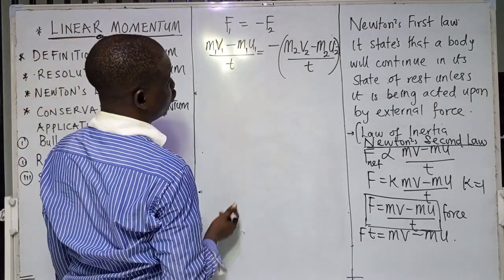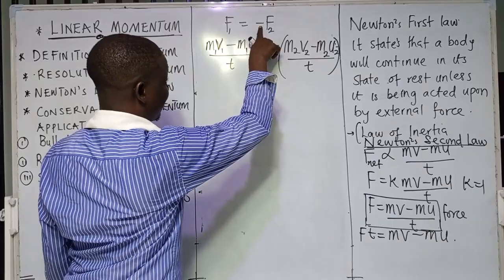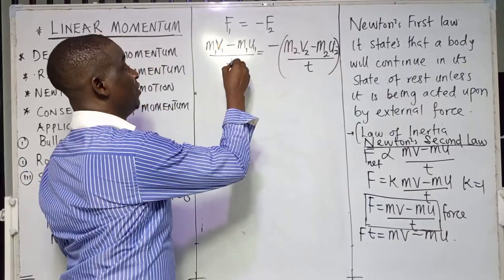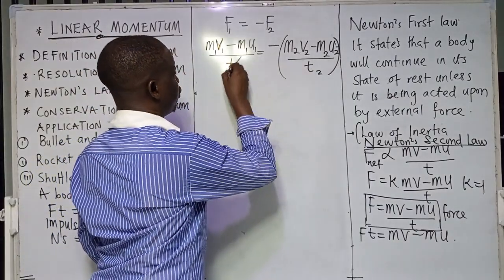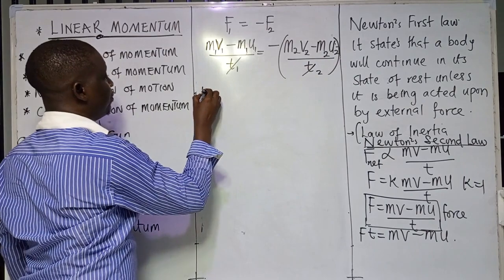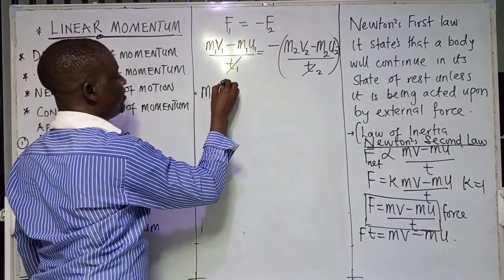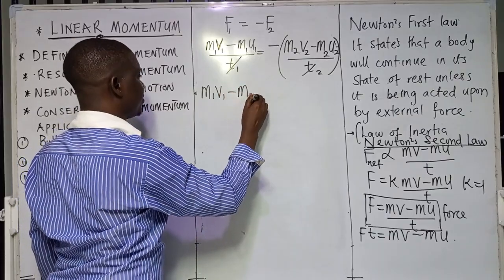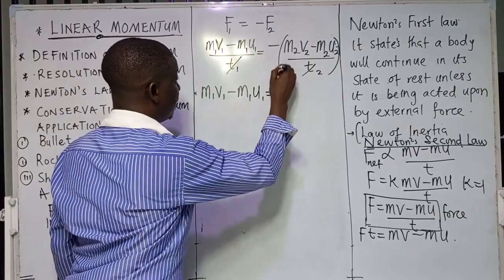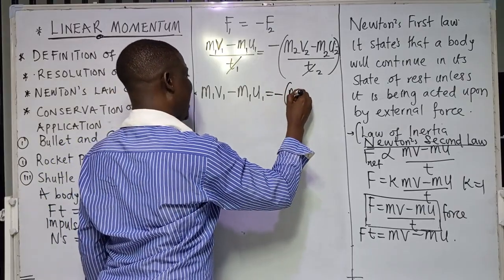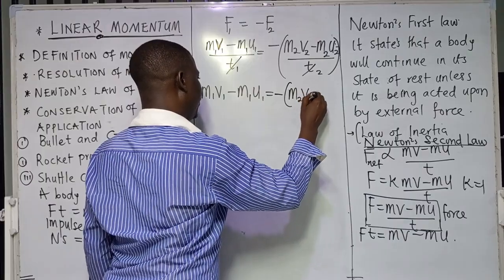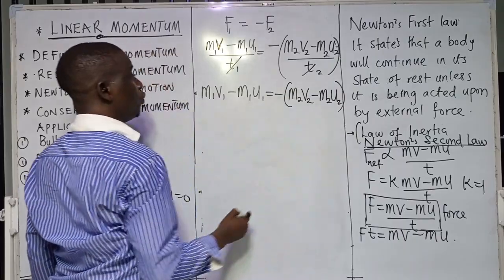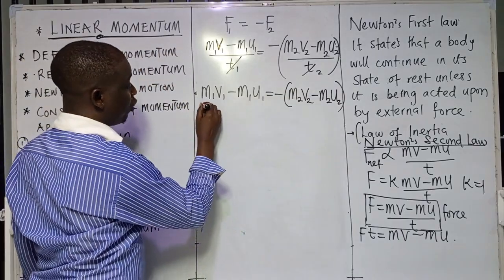Minus, and they are equal in magnitude but opposite in direction. That's why the minus sign is there. Now, since it's a system that occurs at the same time, T1 is equal to T2. They will cancel out. So what will happen is that we would have M1V1 minus M1U1, pardon, minus M2V2 minus M2U2. So in this case, if you play with it, you would have what?